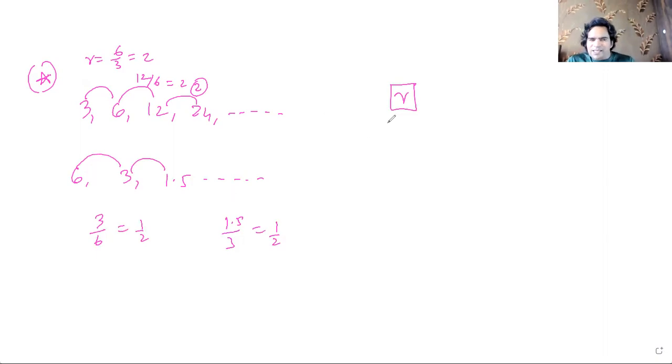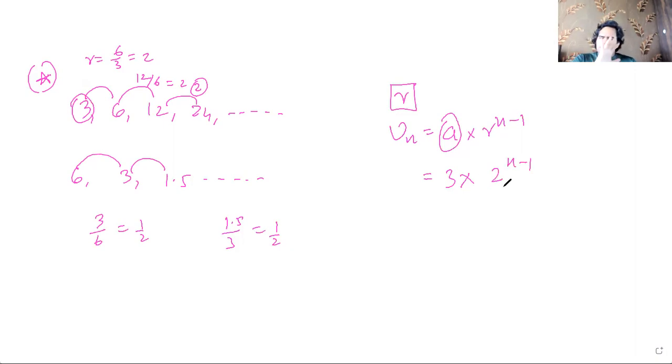And in this case, when you want to find the nth term formula, the nth term is nothing but a times the ratio to the power n minus 1. So a is the first term, which in this case is 3. The ratio is 2, to the power n minus 1. So you leave it here. So this is the formula for the nth term for this particular sequence.